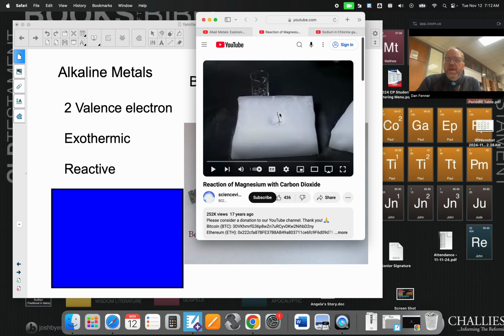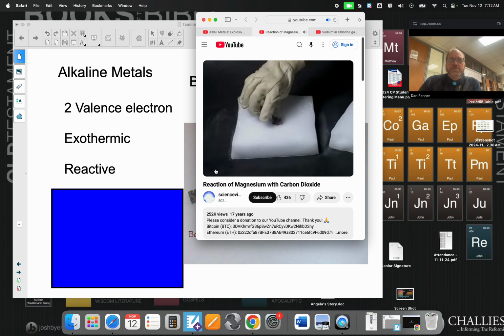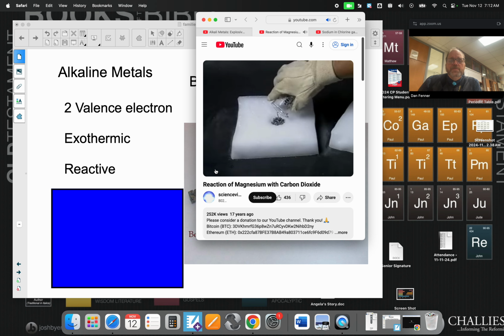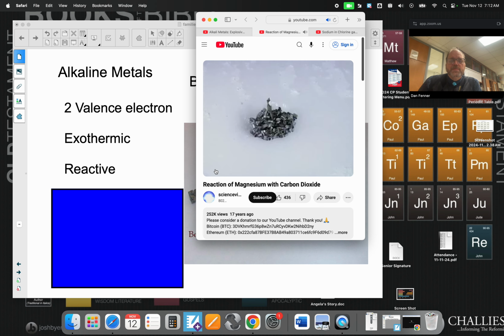Okay, this is dry ice, carbon dioxide, and we've got a magnesium group here. A cavity is made in a block of dry ice. The magnesium is placed in it and ignited.